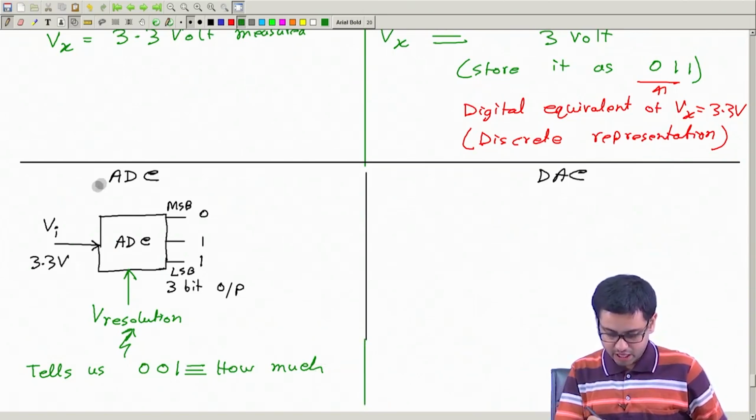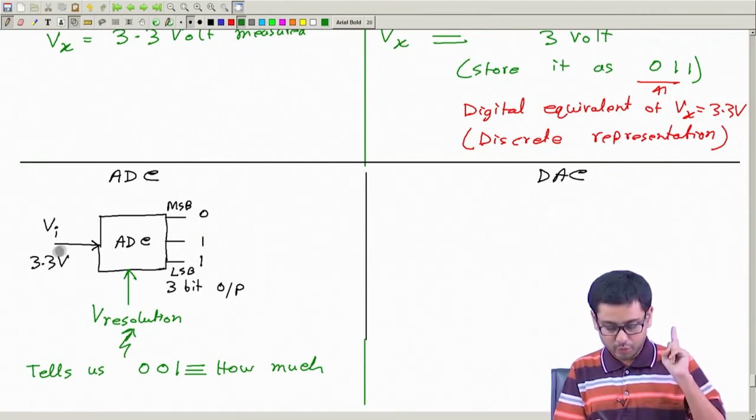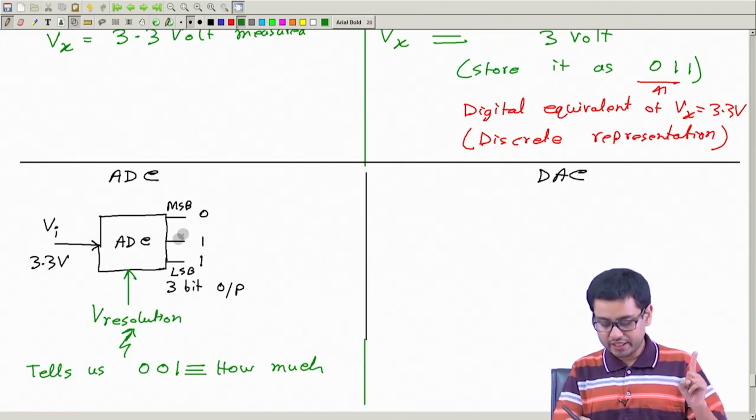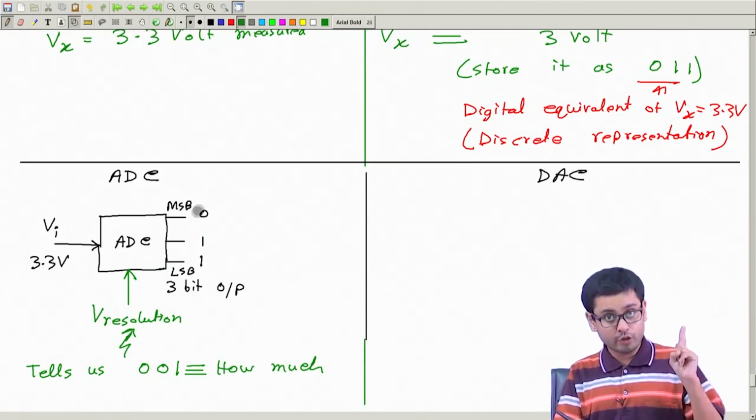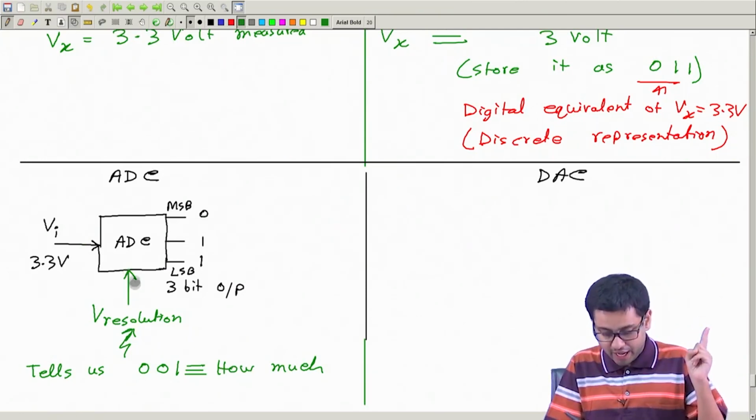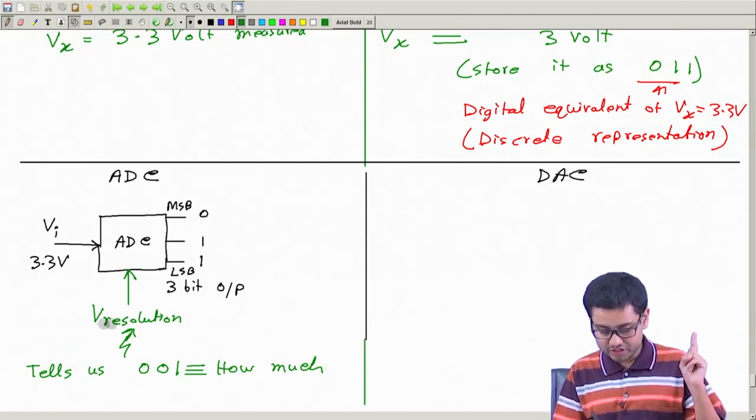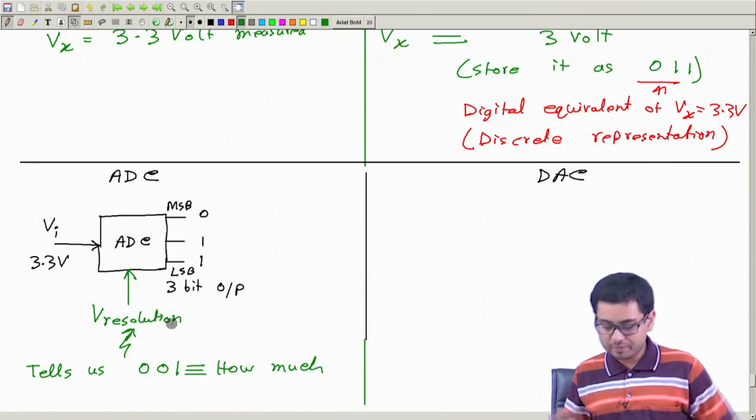So this is about ADC. So very importantly, you just note these facts. Number one, it takes an analog input, it gives a digital output, and what the output will be is definitely controlled, defined by this V resolution.